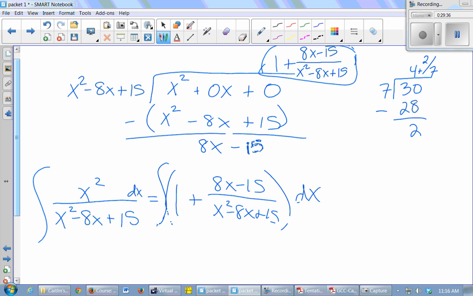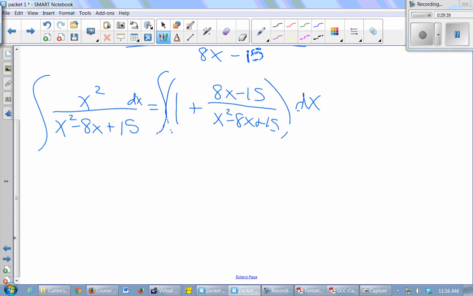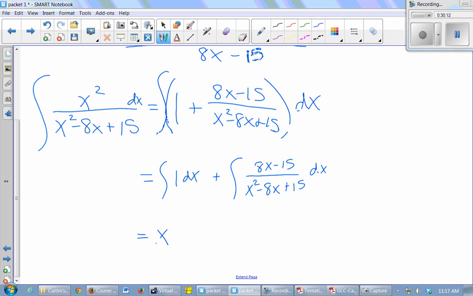All right, so the whole point of doing that, the reason I did it, is that now this is the integral of a sum, right? 1 plus this fraction. And when you take the integral of a sum, you can do each integral separately. So this is the integral of 1 dx plus the integral of 8x minus 15 over x squared minus 8x plus 15 dx. All right, what's the integral of 1 dx? X. Antiderivative of 1 is x.